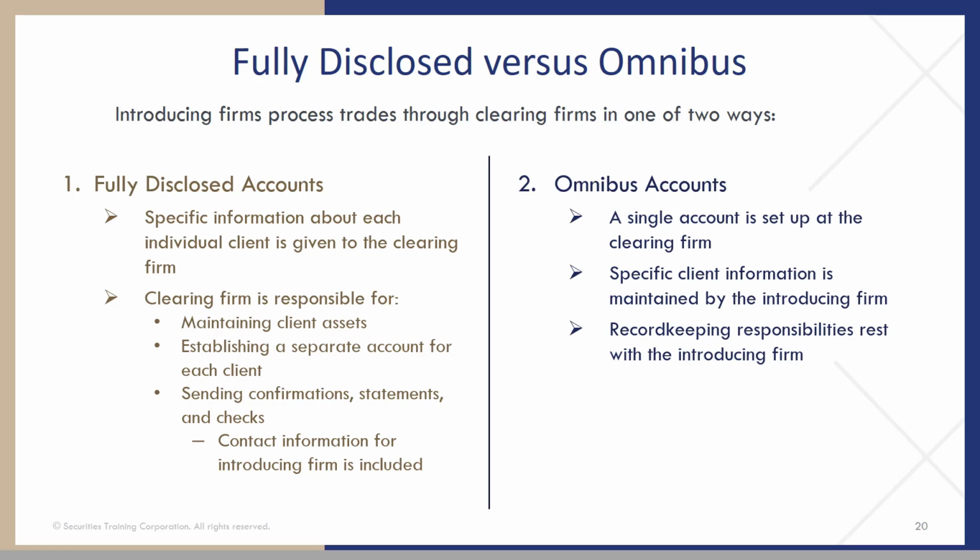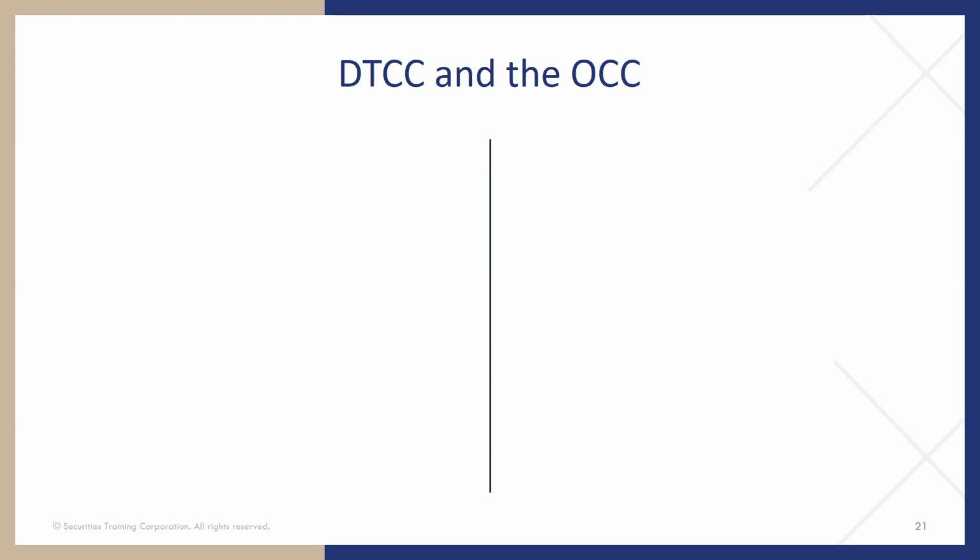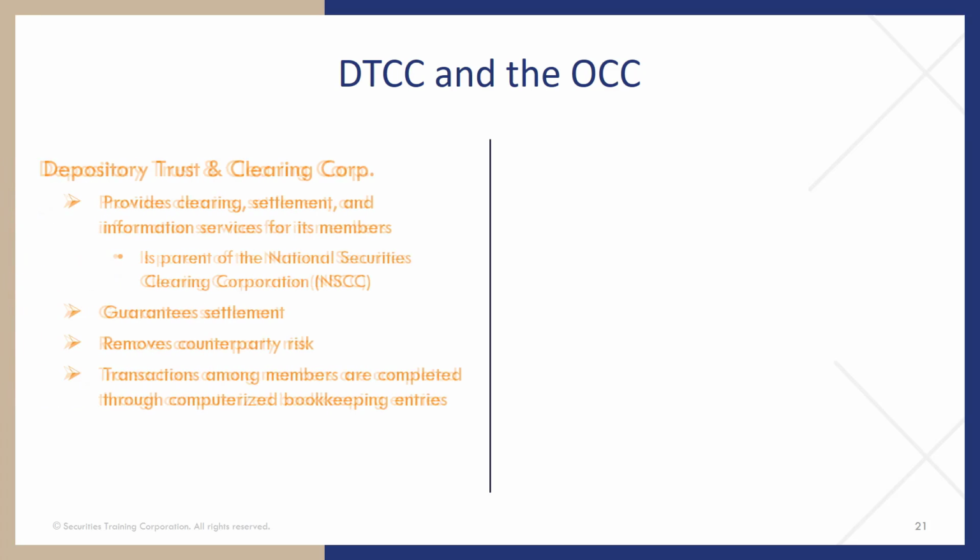Now, another way to summarize this is by looking at the DTCC as compared to the OCC. And we'll discuss it in just a minute. The DTCC, as we talked about, is Depository Trust and Clearing Corporation, which provides clearing services. What they do is they guarantee settlement between the brokerage firms. So brokerage firms deposit funds with them, and they're simply moving the funds around. So it removes what's called counterparty risk.